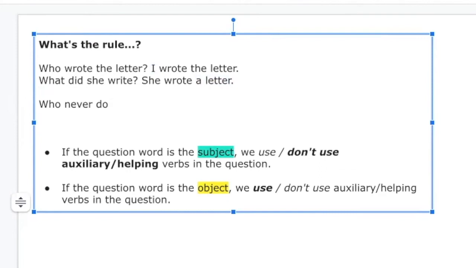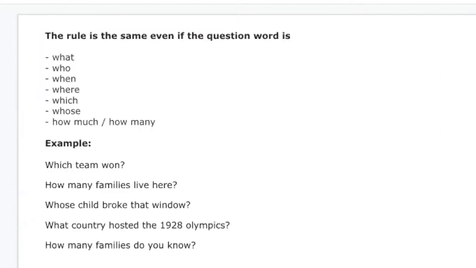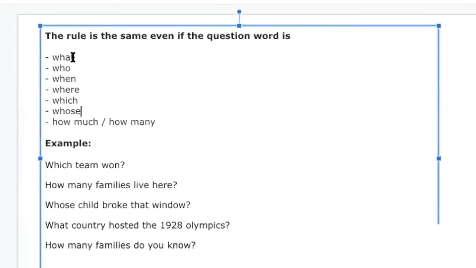Okay, very good. So this can get a little bit tricky because the same rule applies even if the question word is what, who, when, where, which, whose, how many, or how much. So for example, I'm going to ask you if these are subject or object questions. Which team won? Is this a subject or an object question?